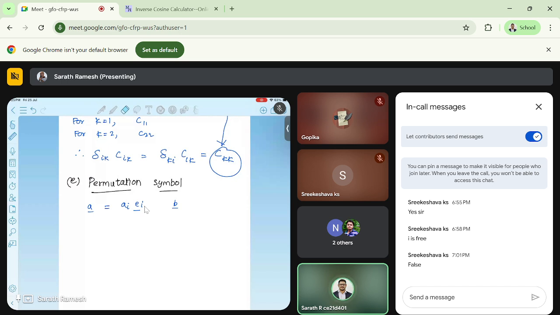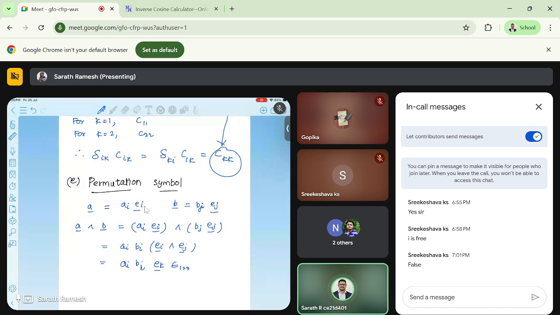So, what is a cross b? ai ei cross bj ej. So ai bj outside, ei cross ej. What is ei cross ej? ei cross ej will be ek, with the permutation symbol epsilon ijk.